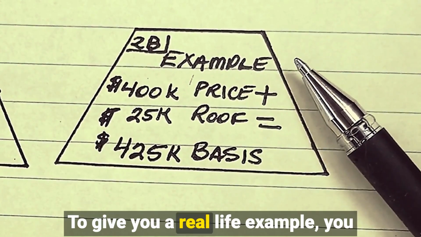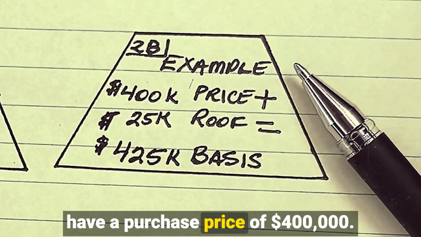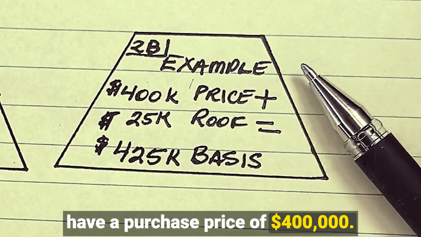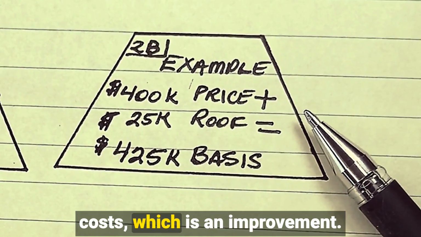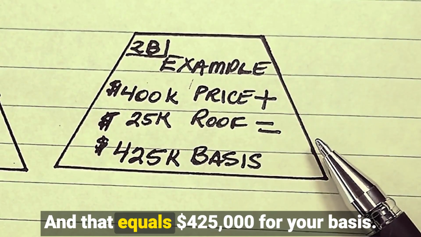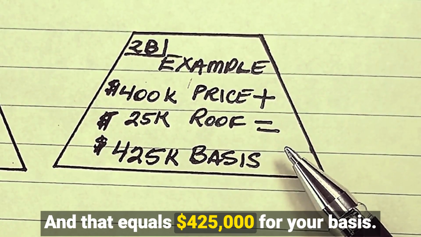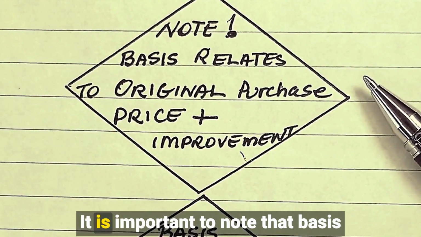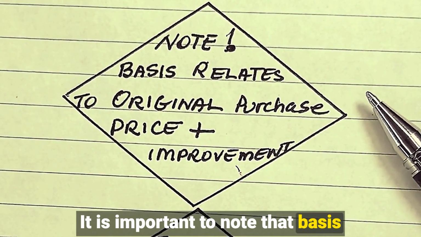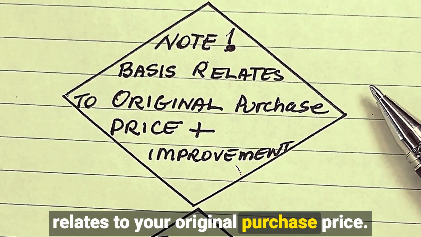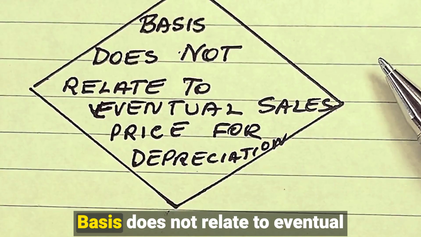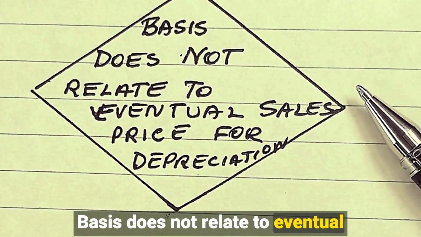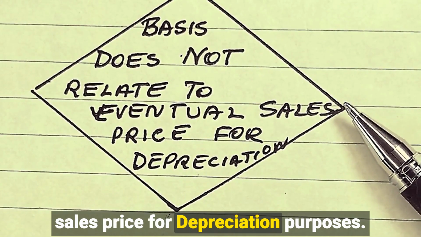2B, to give you a real-life example, you have a purchase price of $400,000. You add your $25,000 of roof costs, which is an improvement, and that equals $425,000 for your basis. It is important to note that basis relates to your original purchase price or acquisition price plus improvements. Basis does not relate to eventual sales price for depreciation purposes.